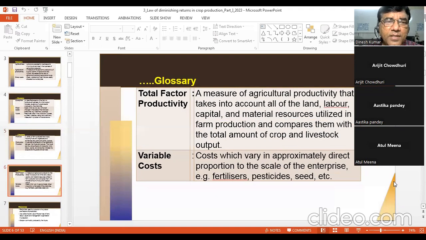Now, total factor productivity, this I will discuss in detail today. It is a measure of agricultural productivity that takes into account all of the land, labor, capital, and materials resources utilized in farm production and compares them with the total amount of crop and livestock output. So total factor productivity means the output divided by the value of all the inputs from A to Z. Whatever inputs are used are part of the denominator. The numerator is the output. Variable costs vary in approximately direct proportion to the scale of enterprises, like fertilizer, pesticide, seeds.